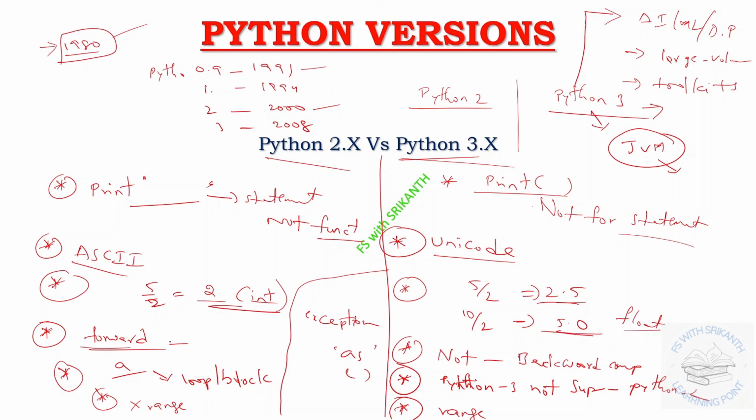Python 2 does not have forward compatibility. Python 2 does not give its features to Python 3. Python 2 differs from Python 3, and Python 3 does not have backward compatibility. There is the range function, and here the xrange function. And when you use Python 3 exceptions, you use the as keyword and parentheses, which you never use in Python 2.